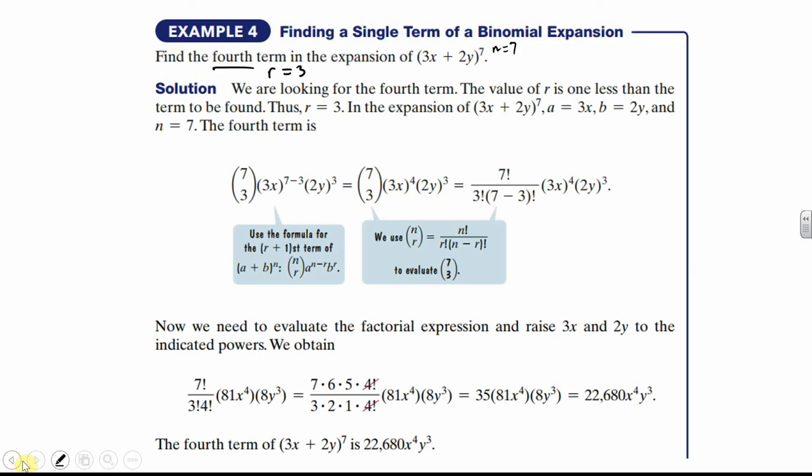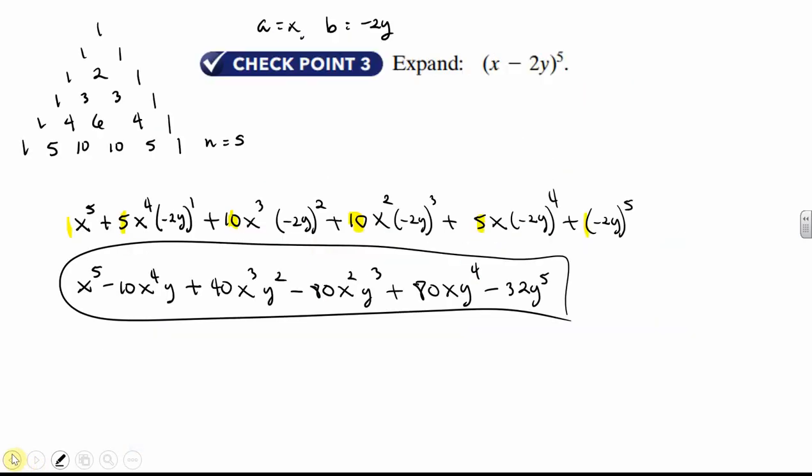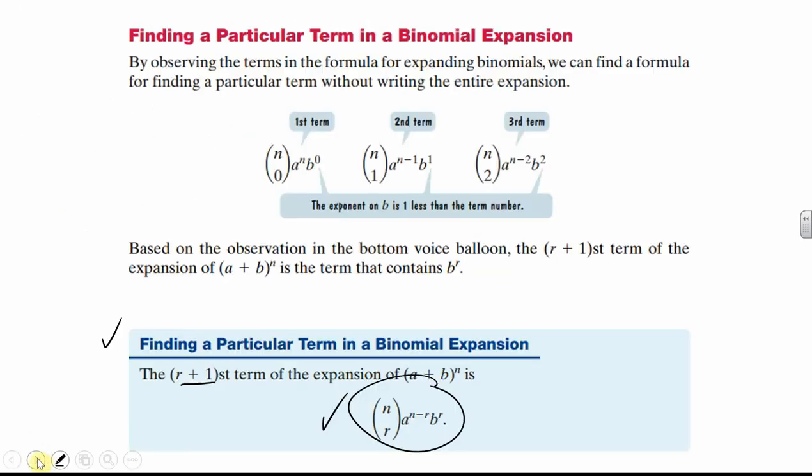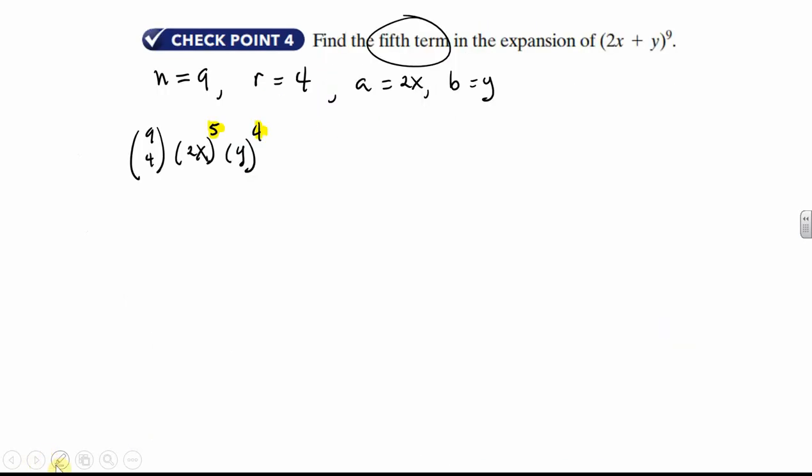Let's go back, make sure you see it. Here we're talking about n is 5. So notice this is 4 plus 1, that's 5. 3 plus 2 is 5. 2 plus 3 is 5. 1 plus 4 is 5. You see that? So for each term, the sum of the powers should always give you n. That's another way that you can check yourself.